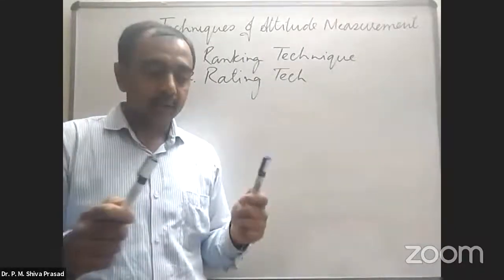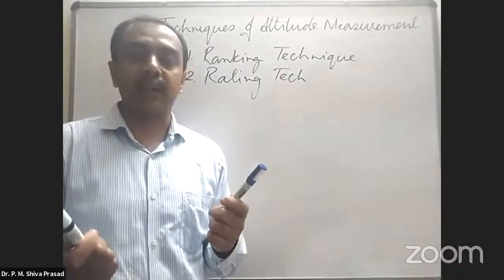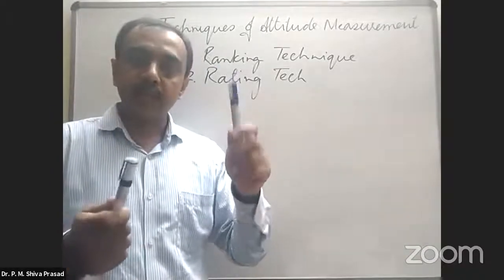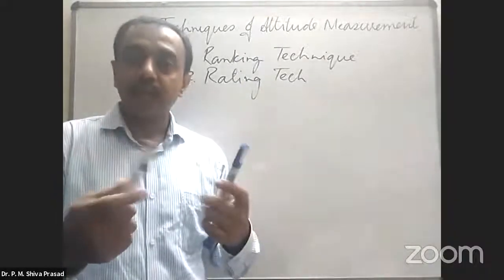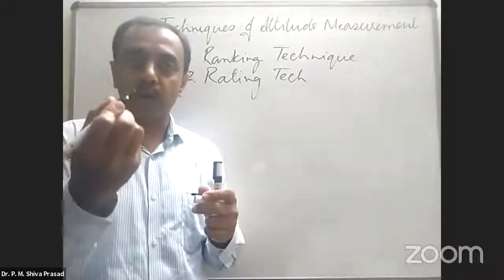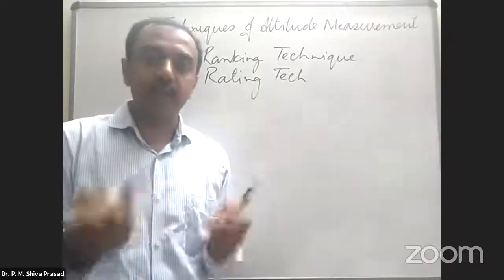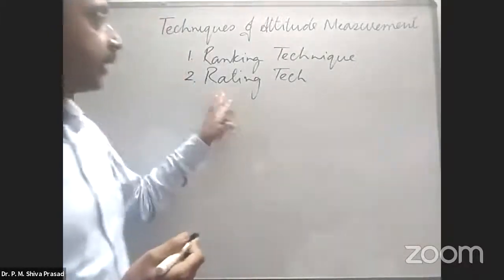Rating: we are going to estimate the magnitude of a characteristic. Quality is a characteristic of this, probably durability, or price, or usability, how comfortable it is to hold. Based on some characteristic, we are going to rate when we use the rating technique.